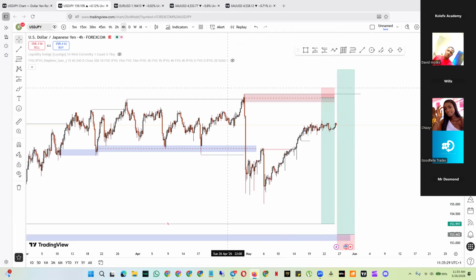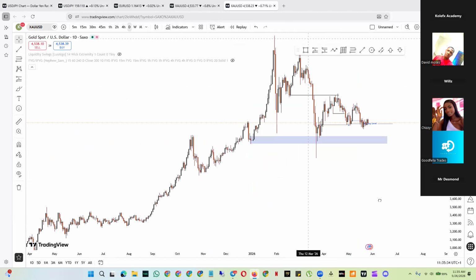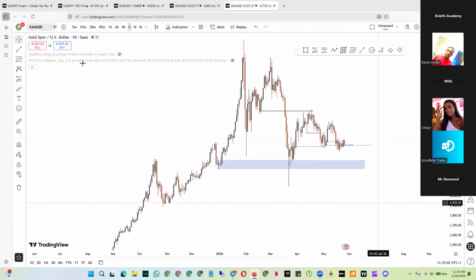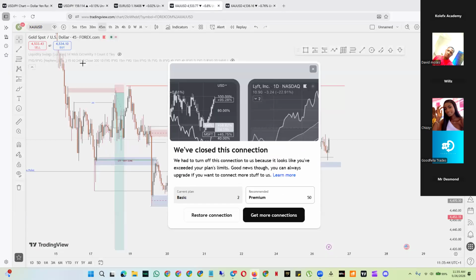I don't really have much in this current price action. I'm expecting more sells on gold. For those expecting buys on gold, I'll probably see it as a trend reversal or a pullback on gold for now.